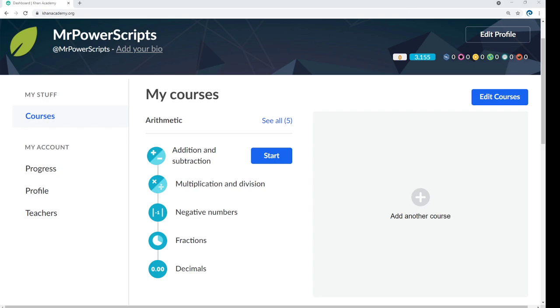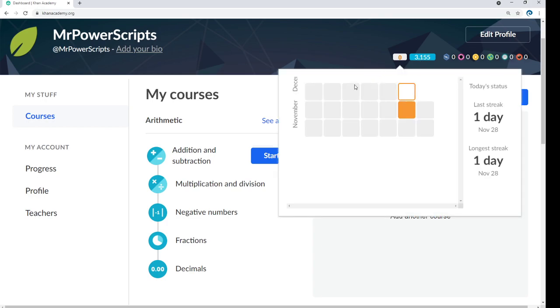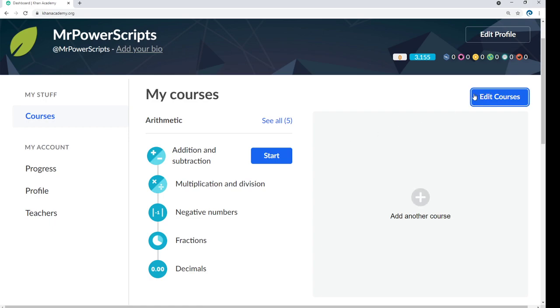Doing a bit more math on Khan Academy. So last time, basically, I just did some counting. Just did some simple stuff just to learn the Khan Academy way of doing things. I got 3,155 energy points. It's all about that energy. Zaps and stuff. If you hang out in the Discord server, I'm always zapping people with the zaps.